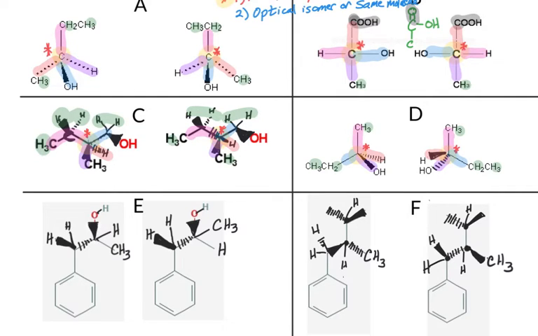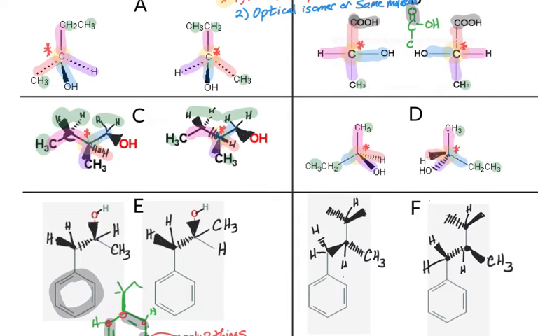And we're going to go down. We're going to look at letter E. We're going to see that we have this benzene ring. Benzene ring is not an asymmetric carbon. It has double bonds. It cannot be asymmetric because there's not enough attachments to any one of those carbons. So all of those are not asymmetric.